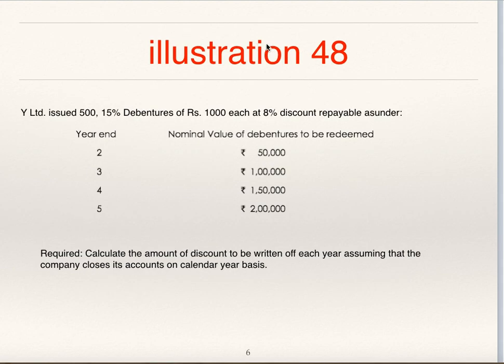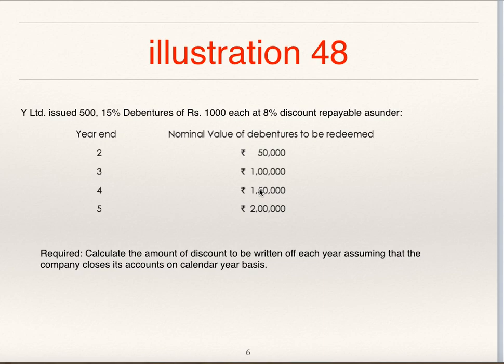Now we'll go to illustration number 48. Y Limited issued 500 15% debentures of 1,000 each at a discount of 8%. Discount is 8%. Repayable as under. Nominal value of debentures to be redeemed: at the end of second year, 50,000 worth debentures; at the end of third year, 1 lakh; at the end of fourth year, 1,50,000; at the end of fifth year, 2 lakh.